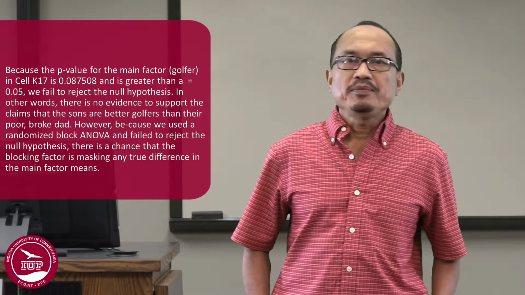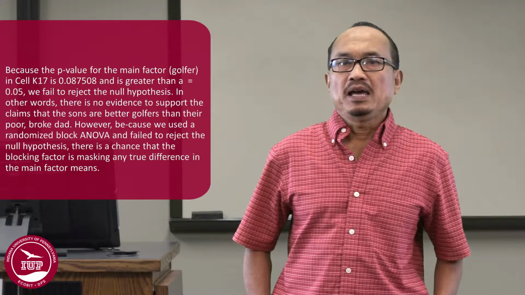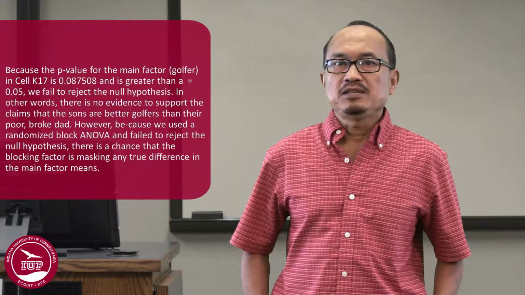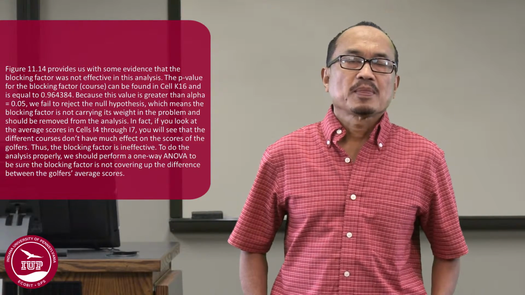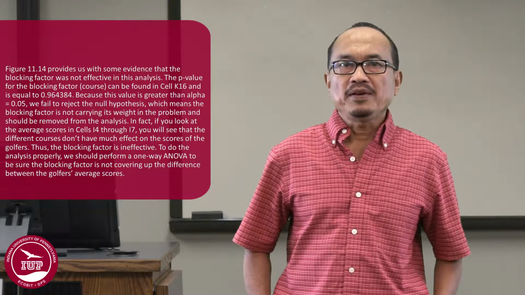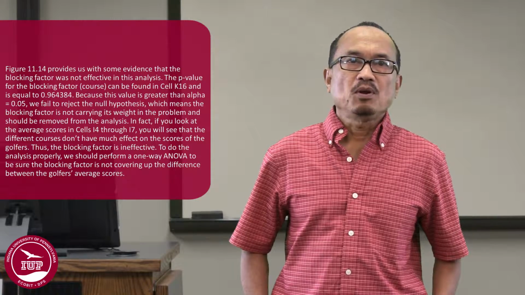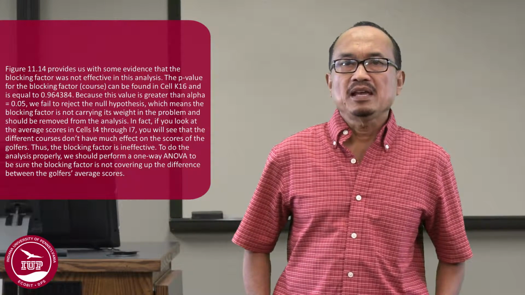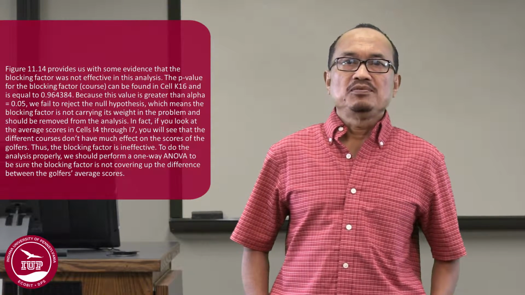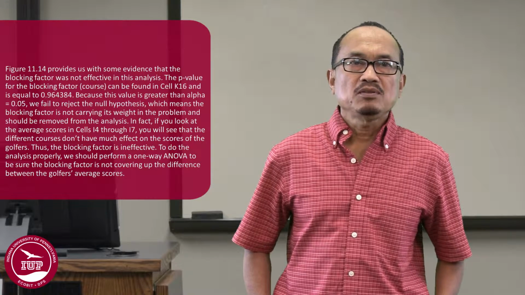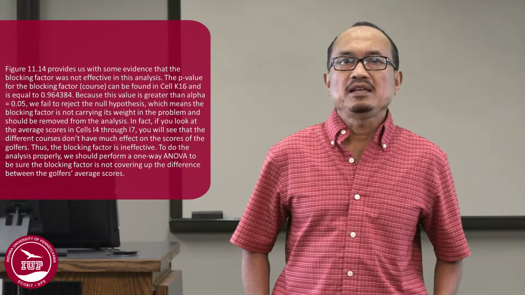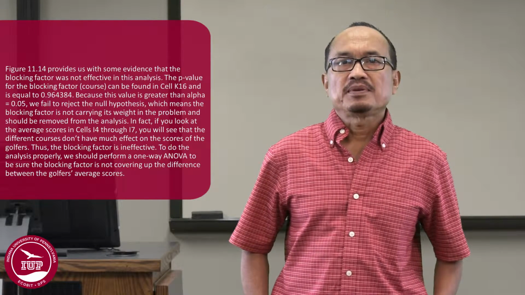However, because we used a randomized block ANOVA and failed to reject the null hypothesis, there is a chance that the blocking factor is masking any true difference in the main factor means. Figure 11.14 provides us with some evidence that the blocking factor was not effective in this analysis. The p-value for the blocking factor, course, can be found in cell K16 and is equal to 0.964384. Because this value is greater than alpha equal to 0.05, we fail to reject the null hypothesis, which means the blocking factor is not carrying its weight in the problem and should be removed from the analysis.